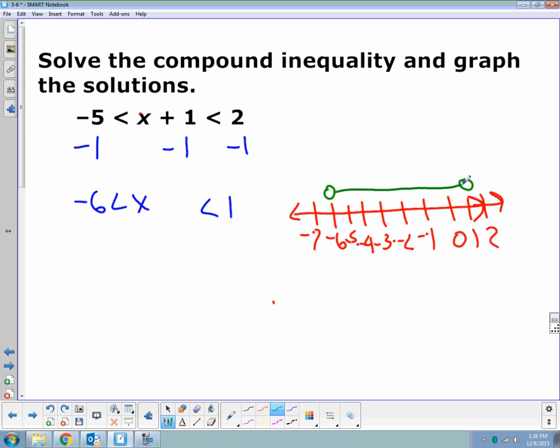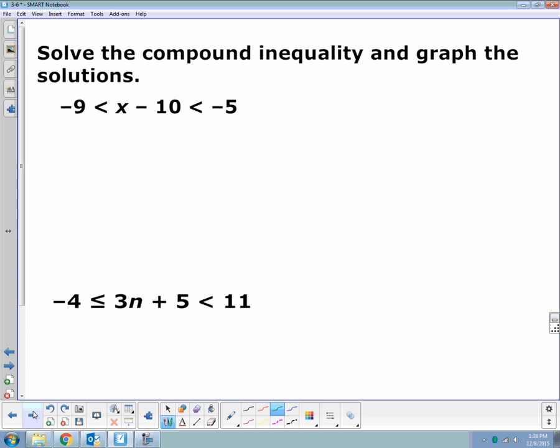So you solve the compound inequalities. You basically do the exact same thing: subtract 1 from everything. You do it to the -5, you do it to the 2. And that's how we can get our solution from there. Try these two. Make sure you graph it as well.